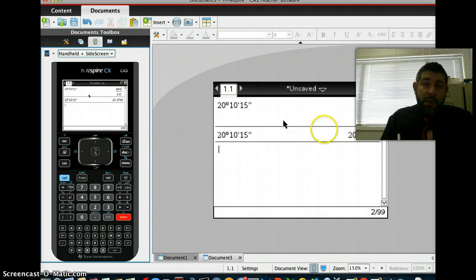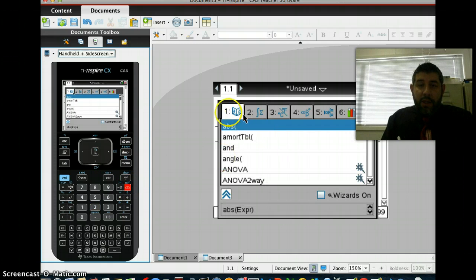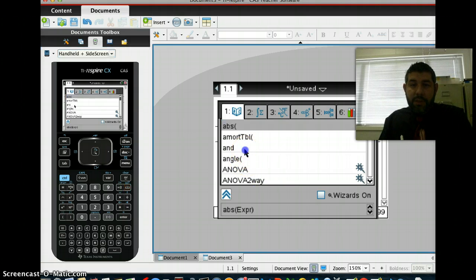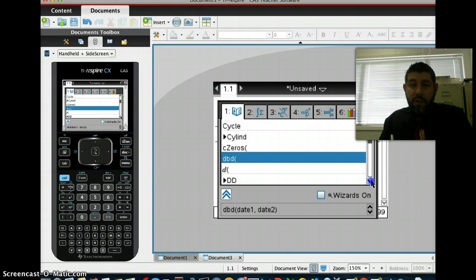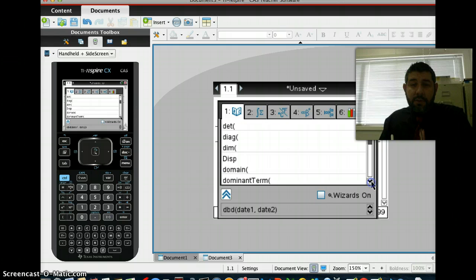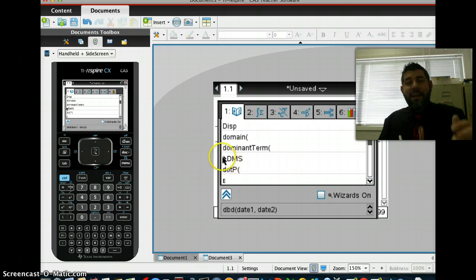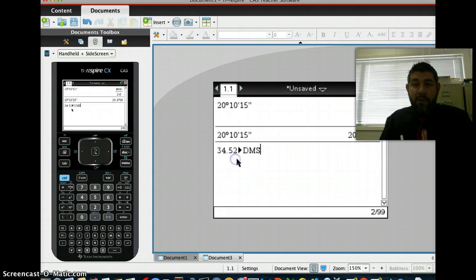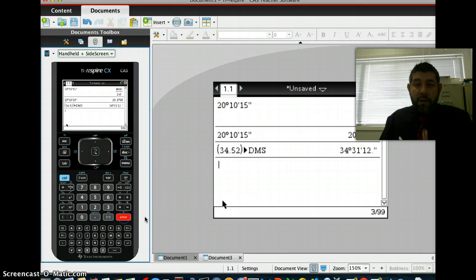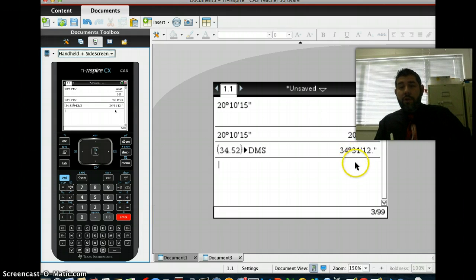If we want to go backwards and go from degrees to DMS, let's type in 34.52. We already have it in degrees because that's what the calculator knows. We're going to go to this little book here. Go to the book, and then in the book, you're going to just type in D, kind of like if you were texting looking up something. It'll go all the way down to the D's, and scroll down till you find DMS. Here he is. Little arrow DMS. We're going to click on that, hit enter, and then hit enter. And there it is: 34 degrees, 31 minutes, 12 seconds. Okay, and that's how you convert degrees, minutes, seconds.